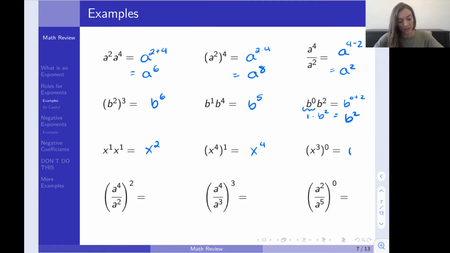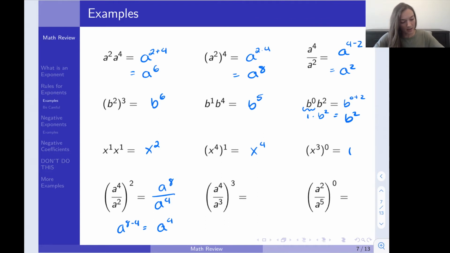Then here we have sort of like two rules combined. So we have a to the 4th and a squared. Now, everything in these parentheses is going to get squared. So we're going to have a to the 8th over a to the 4th. So that's going to be a to the 8 minus 4, which is a to the 4th.